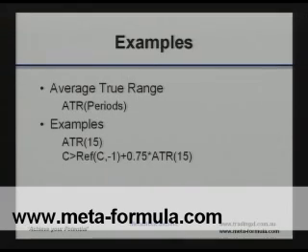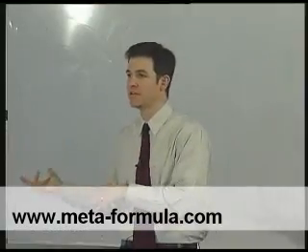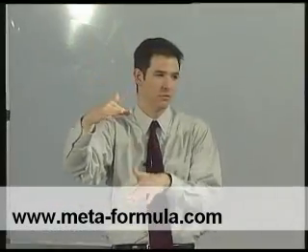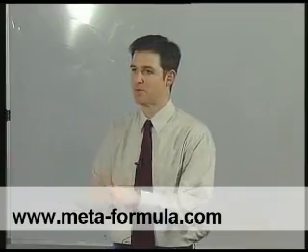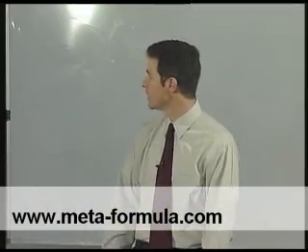That 0.75 could be changed to anything. You could make it 1.25, 1.52. So clearly we are identifying things that have moved well beyond their normal range. Just a very simple example of a volatility using the average true range.